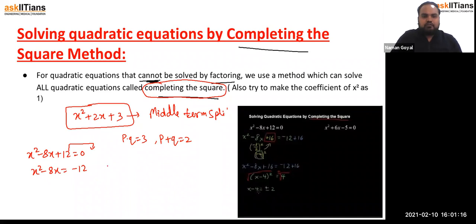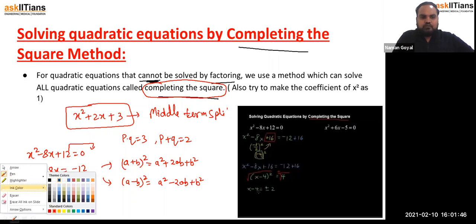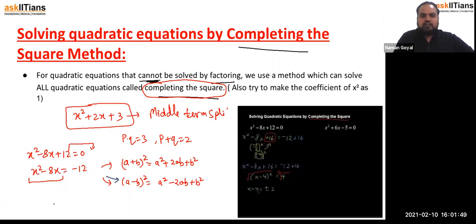Now we have to make the LHS part of this quadratic equation in the form of (a plus b) whole square, which is a square plus 2ab plus b square, or in the form of (a minus b) whole square, which is a square minus 2ab plus b square. Here the minus sign is there, so we have to use this identity. Now see how we do this.